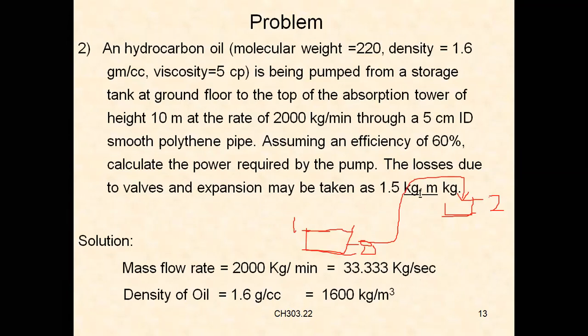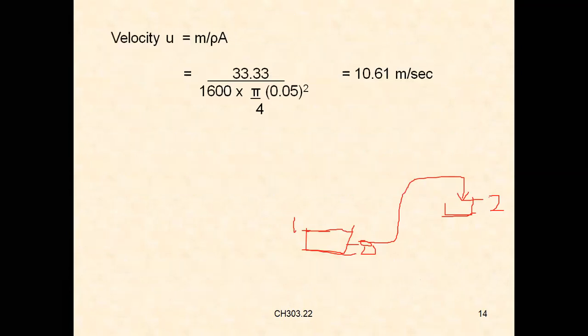So velocity is given as u is equal to m dot by rho a. That is 33.33 by 1600 into area of the pipe, pi by 4 d square. D is the diameter of the pipe. Diameter is given as 5 centimeters. So in meters it is 0.05. The calculated value of velocity is 10.61 meters per second.